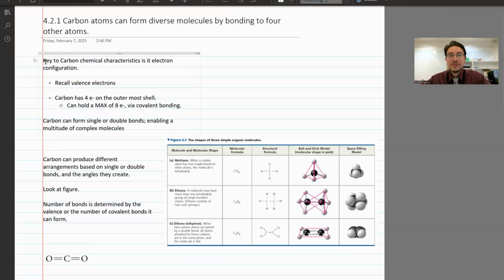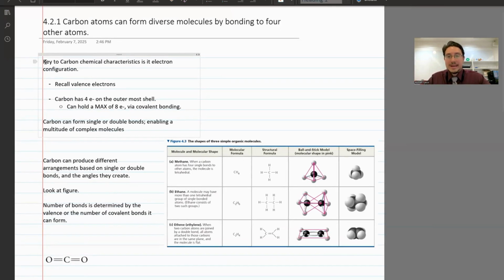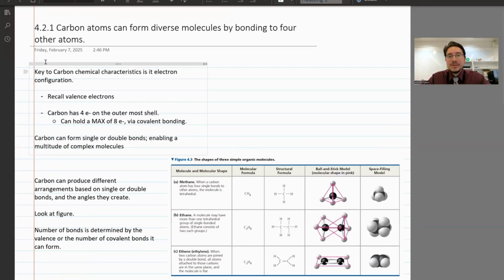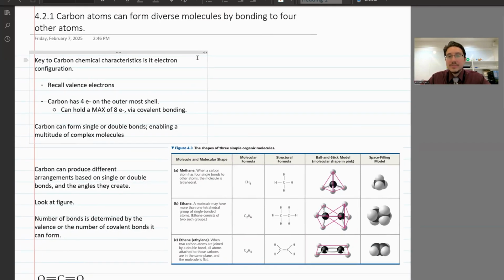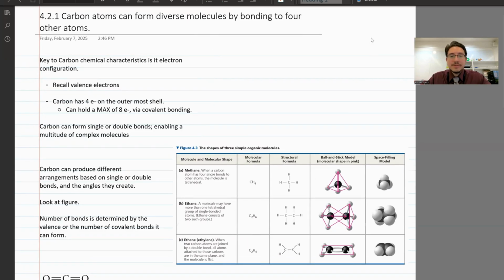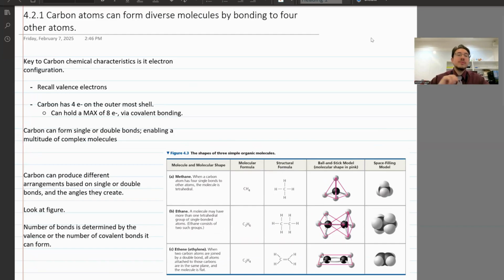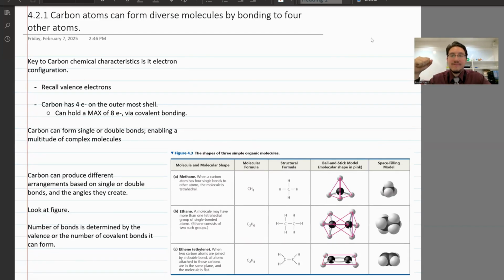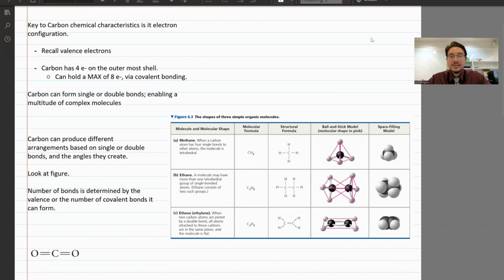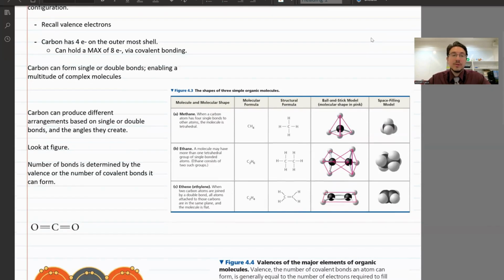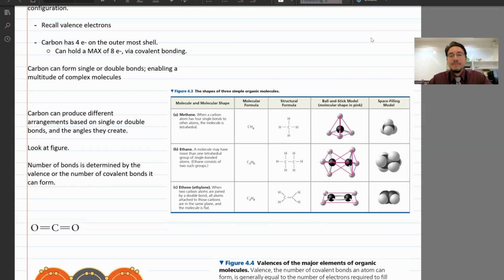Carbon atoms can form diverse molecules by bonding to four other atoms. In this section, I primarily talk about a little bit of the characteristics of carbon atoms. Okay, let me just zoom in a little bit. So the key to carbon's chemical characteristics is the electron configuration. Remember, we talked about in chapter 2 the outermost electrons of the electron shell. You have these valence electrons. Carbon has 4 valence electrons in its outermost shell. It can hold a total of 8 electrons, okay, via covalent bonding, right? Covalent bonding, you share electrons.